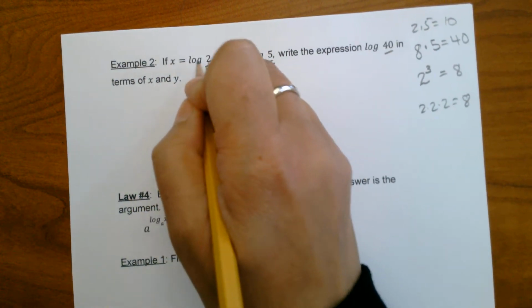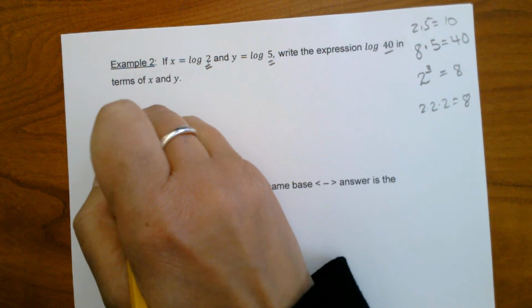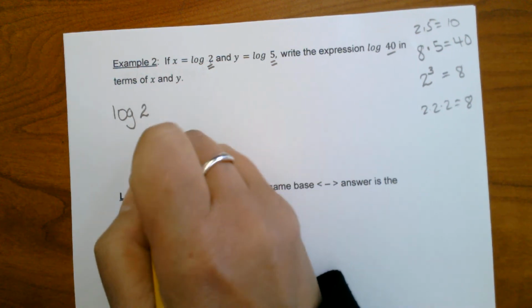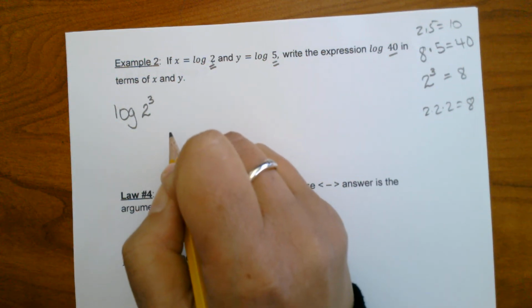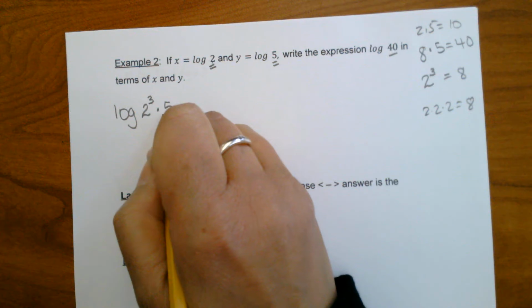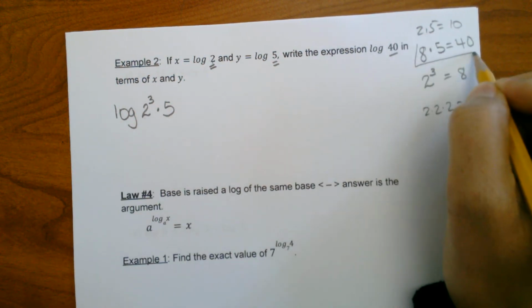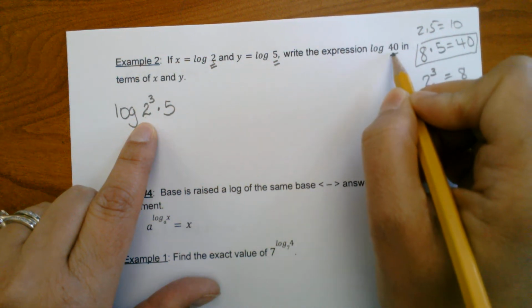So actually, I can say we have to take this log base 10 of 2 to the third power. That's okay. And I am going to multiply that by 5. So this is really 8 times 5. Remember, 2 to the third is 8, times 5. That's how I can get to my 40.